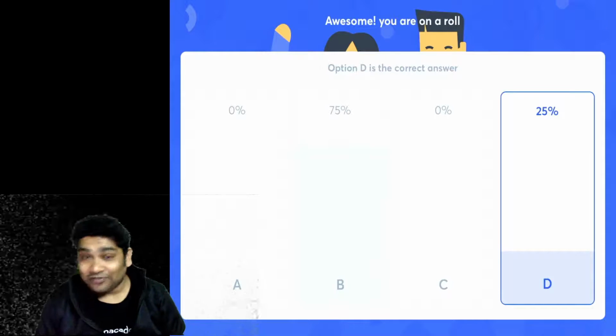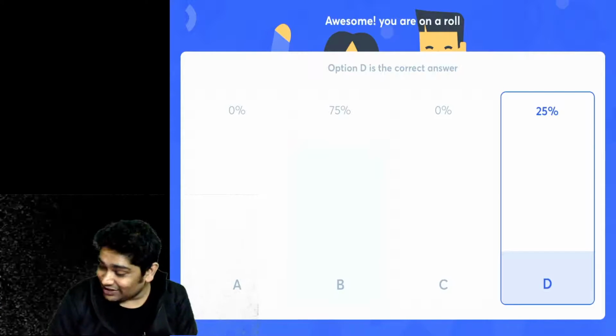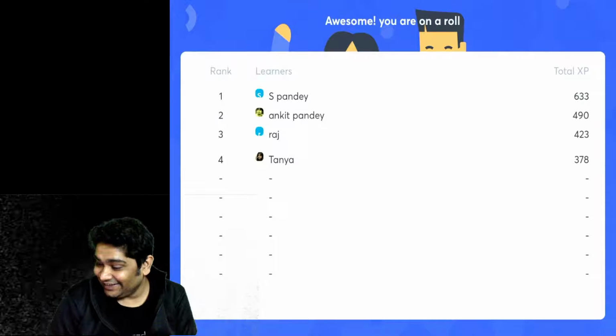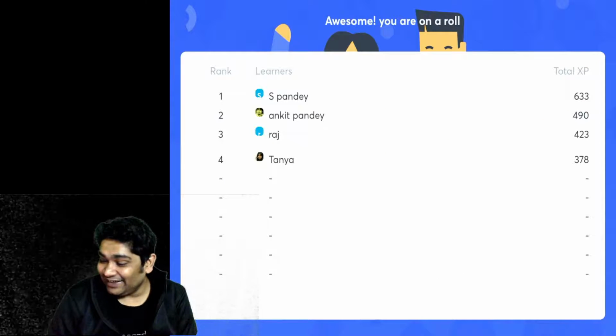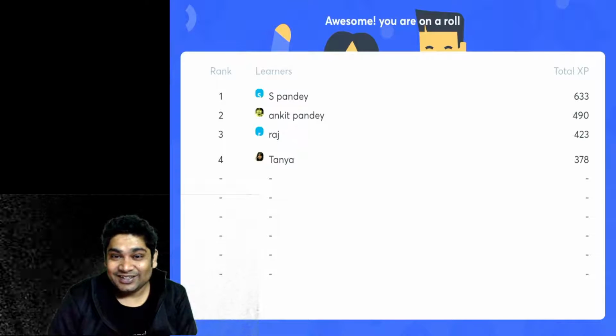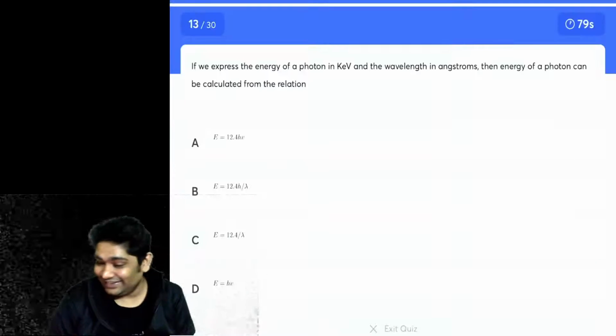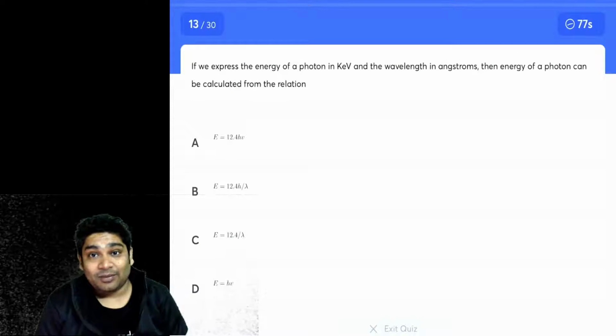So 25% of you got this right. The correct answer was D. Well done to those who have answered this correctly. Again, this is the kind of question which required a little bit of calculation, so that's fine. Next, let's talk about this question.